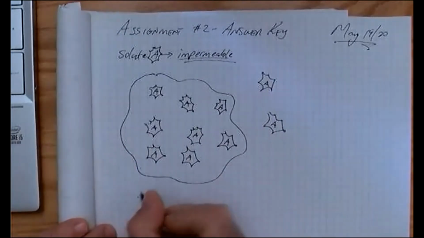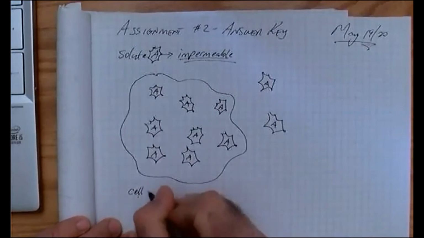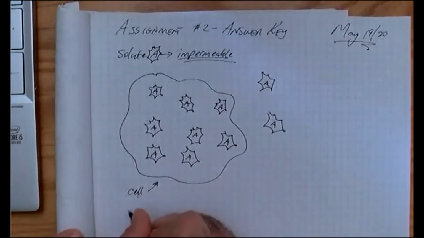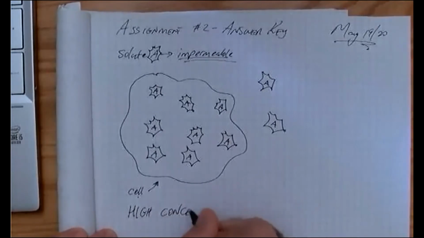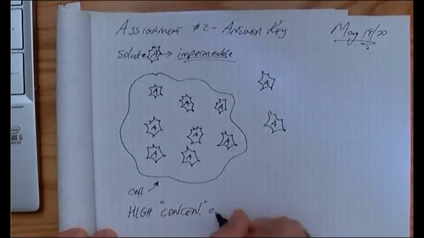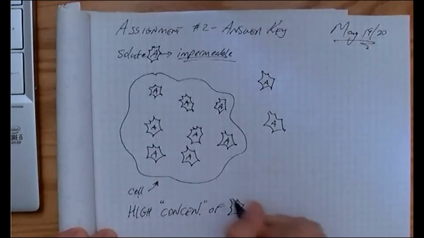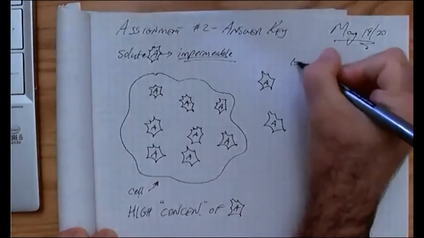So this is the cell. So there's a high concentration of A in the cell. In the environment.